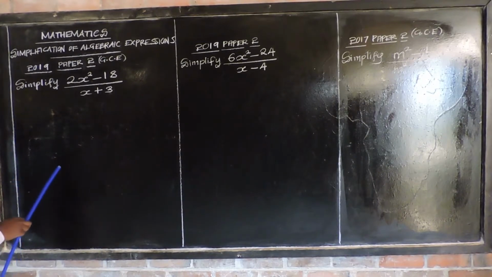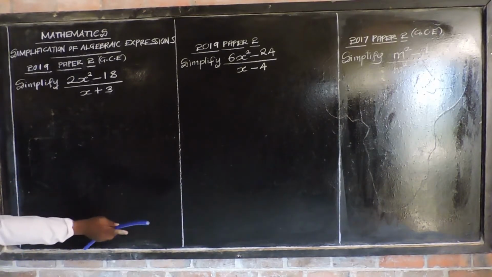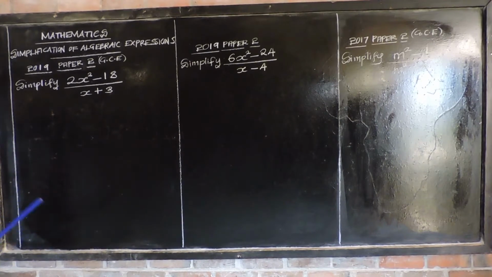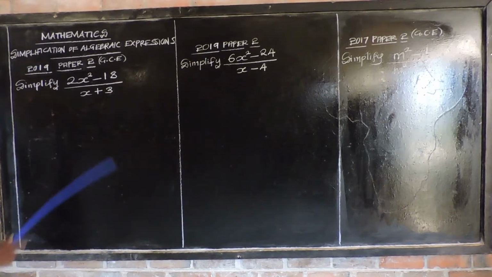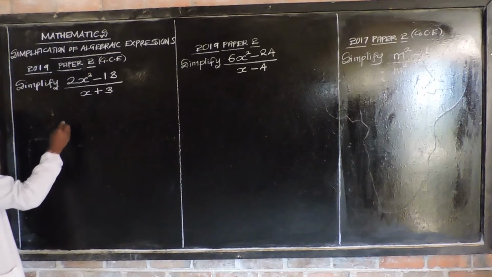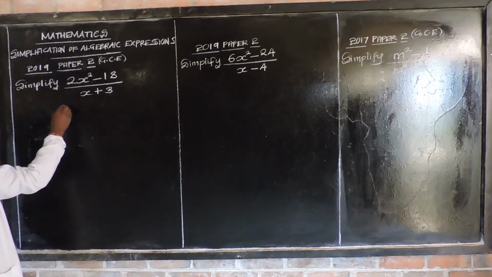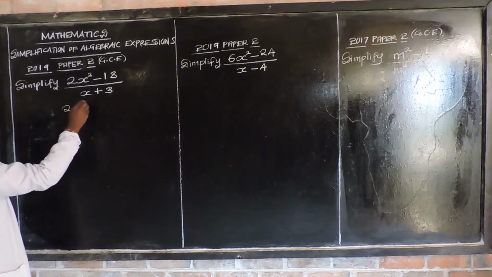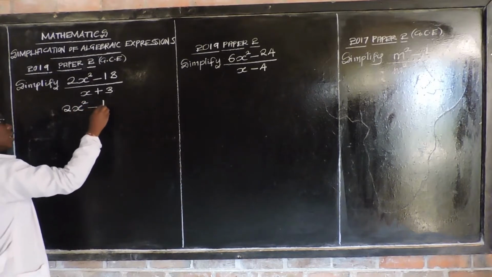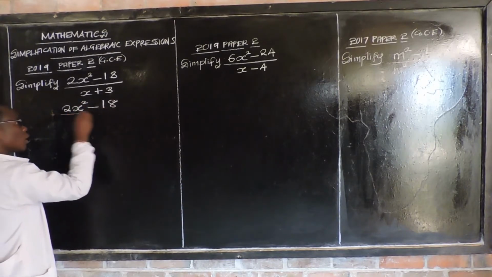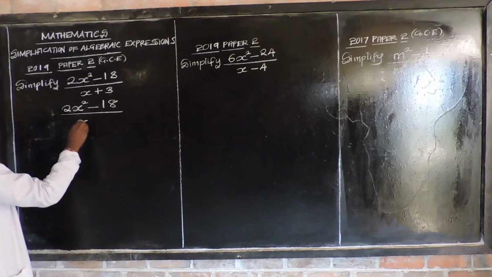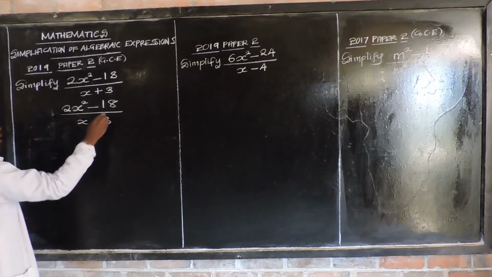Now, we are still looking at the simplification of algebraic expressions. Let us look at the 2019 paper 2 GCE. Okay? It's saying simplify 2x squared minus 18 over x plus 3.